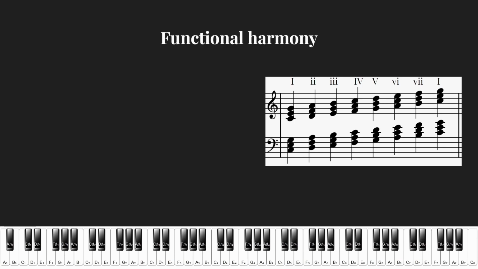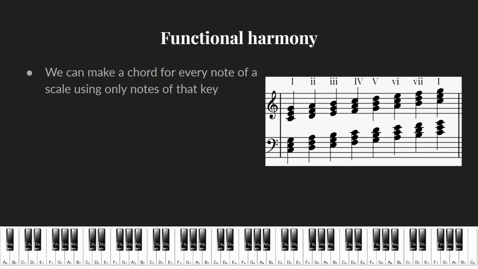And so now we can get into sort of understanding how each chord plays a role in that building of tension or resolving that tension. So, and bear with me here, this is where it gets a little complicated, but we can make a chord with a root note for every note of a scale, where we make the root note for each chord one of those notes of the scale. So we have our C major chord.